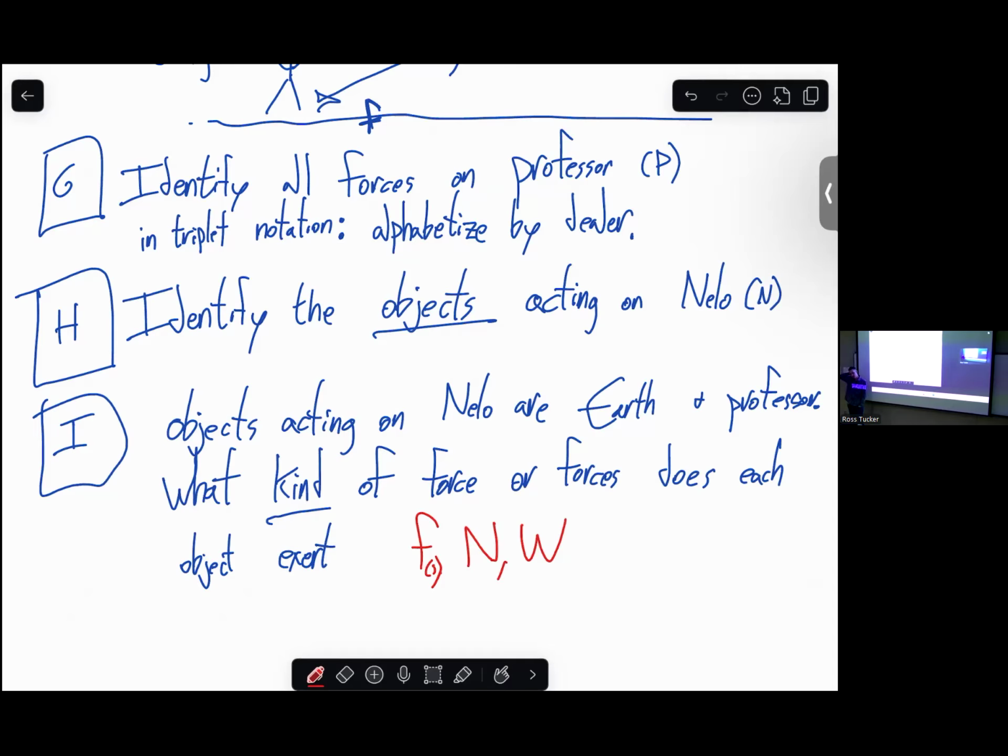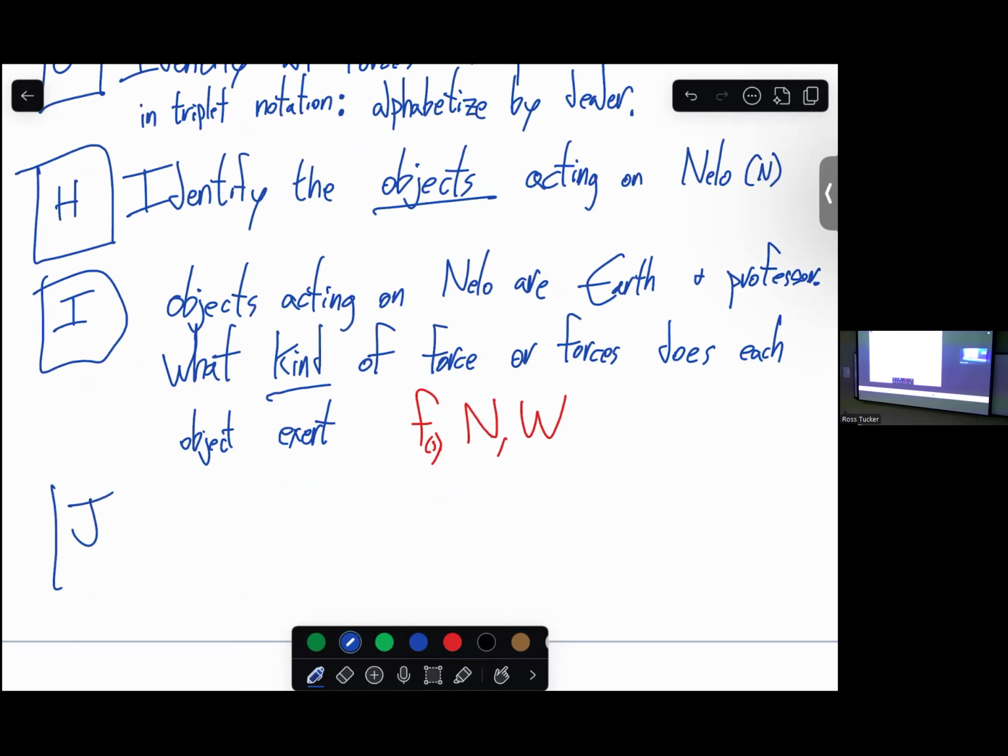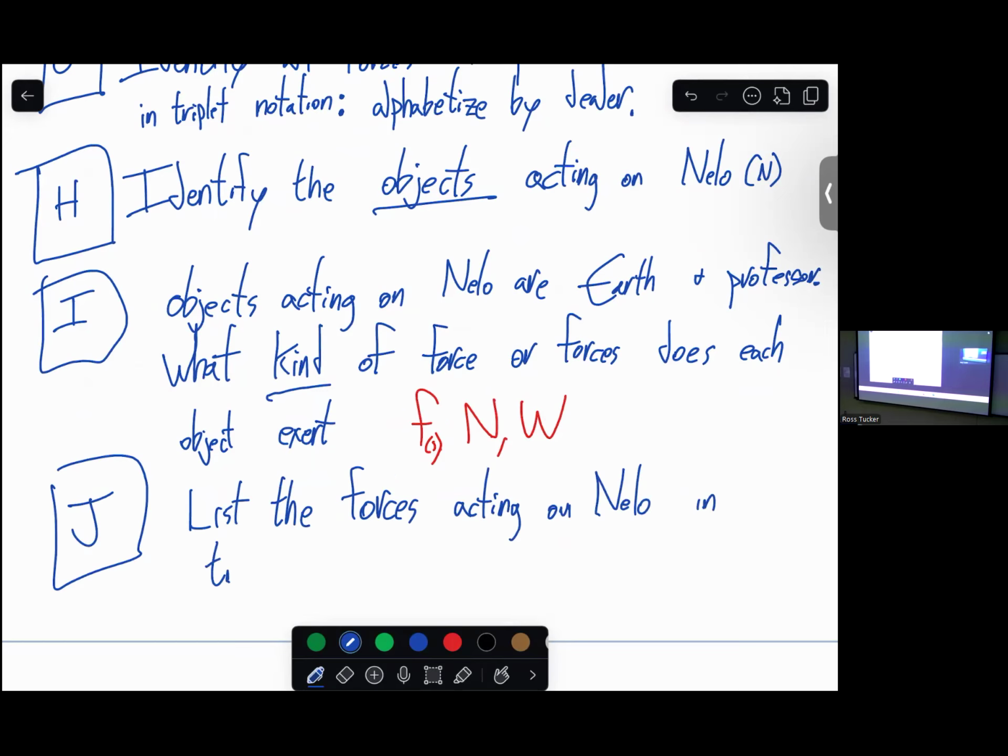So far, so good. Let's check to see how many of you can do the triplets for these forces. I've identified things that exert forces. I've identified kinds of forces. Question J. List the three force triplets again. The three forces acting on him. Triplet notation.